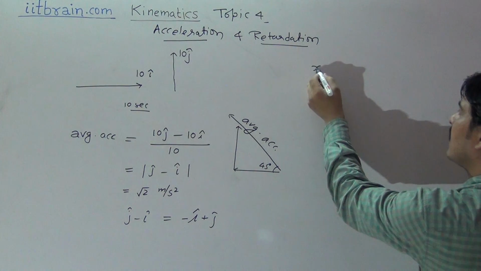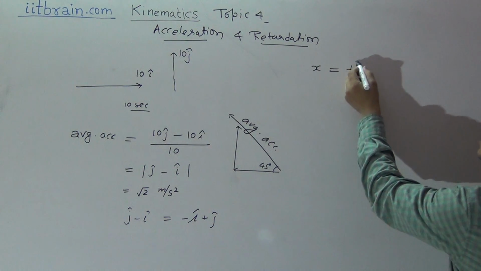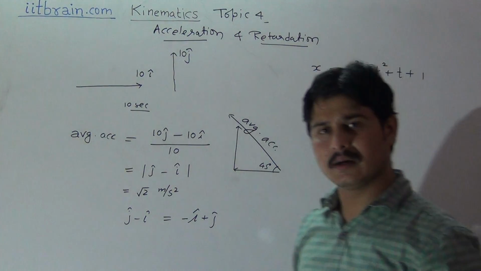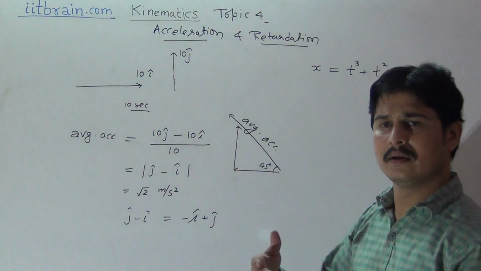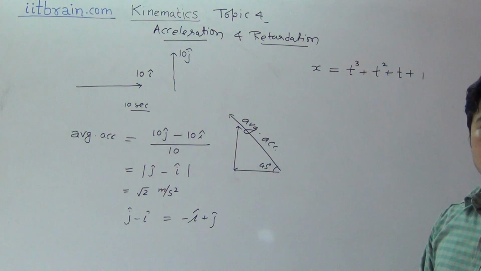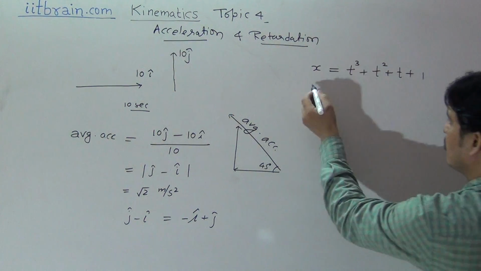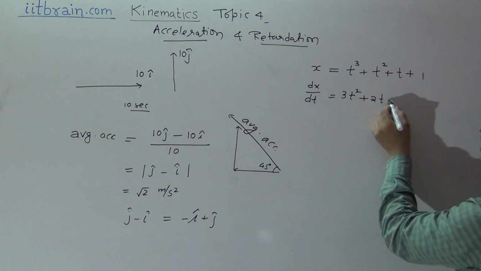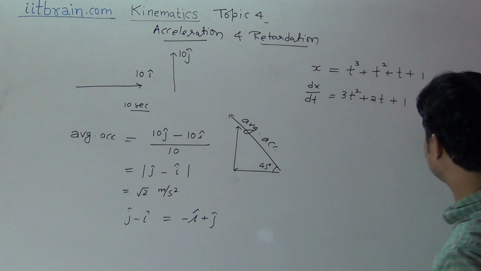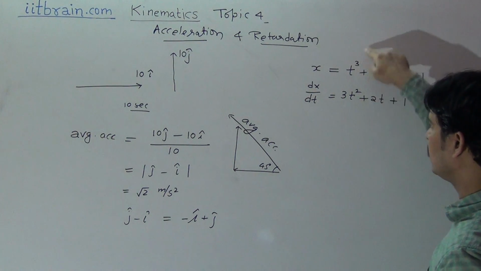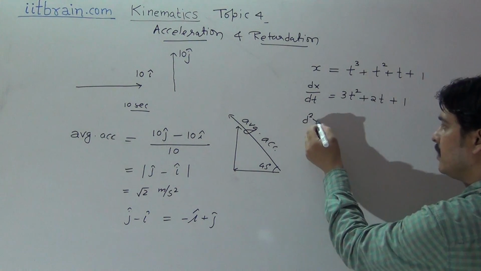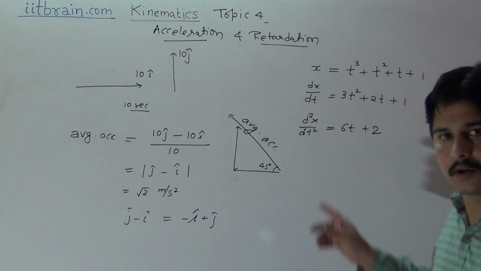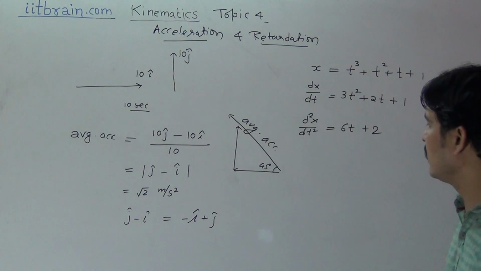Suppose a particle is moving in a track in which its position is connected to time by this equation. Suppose this is the relation between position and time, and our question is to find the acceleration of the particle at 2 seconds. Then differentiate this equation, you will get dx by dt as 3t square plus 2t plus 1, as differentiation of 1 is 0, that of t is 1, t square is 2t, t cube is 3t square. Again differentiate with respect to time, d square x by dt square will be 6t plus 2. The differentiation of 1 is 0 again, it is a constant.